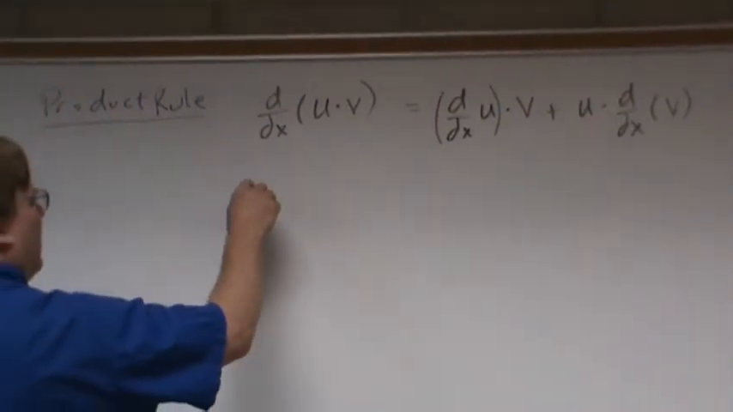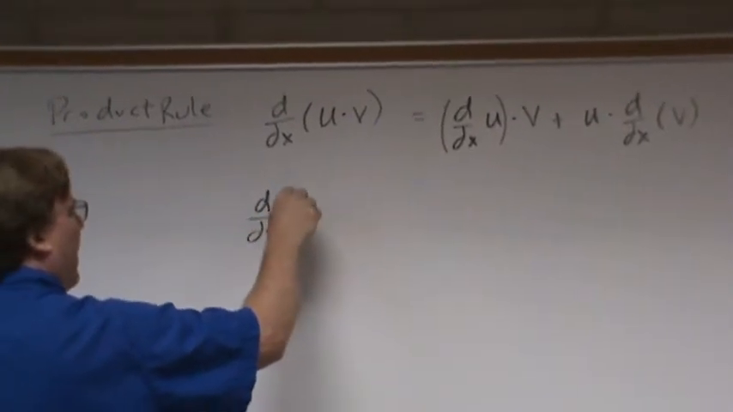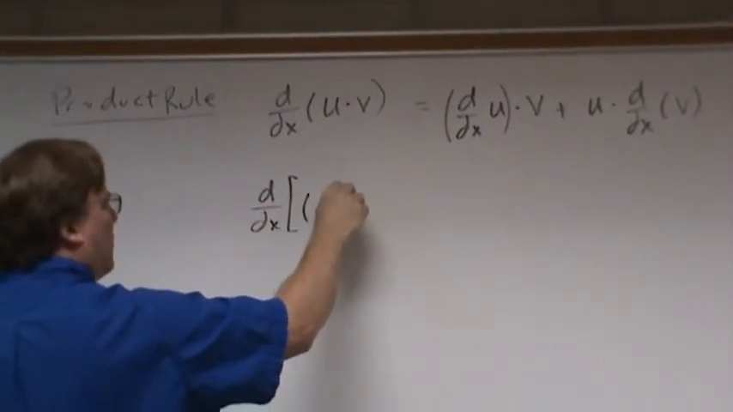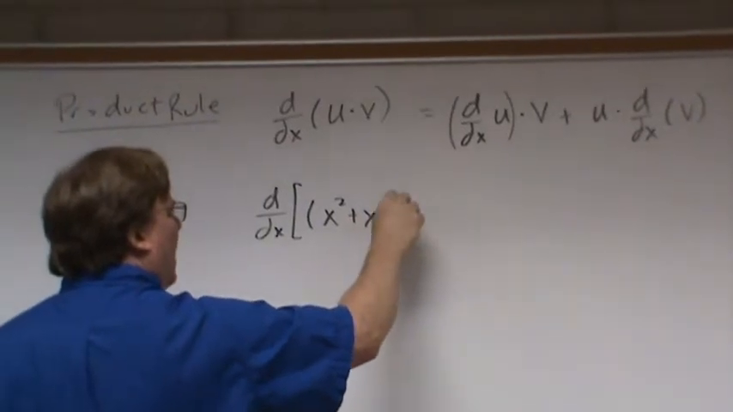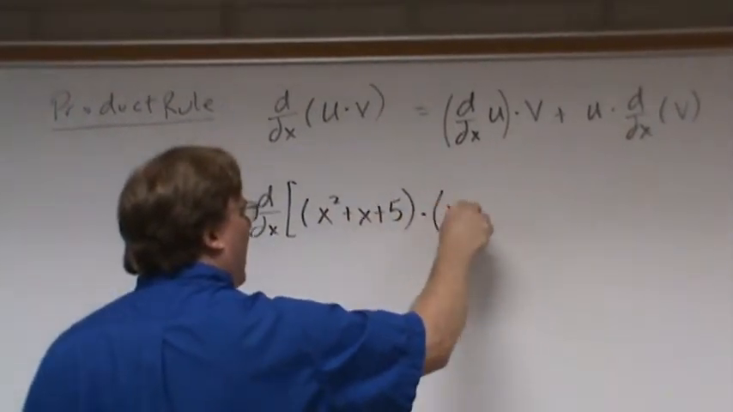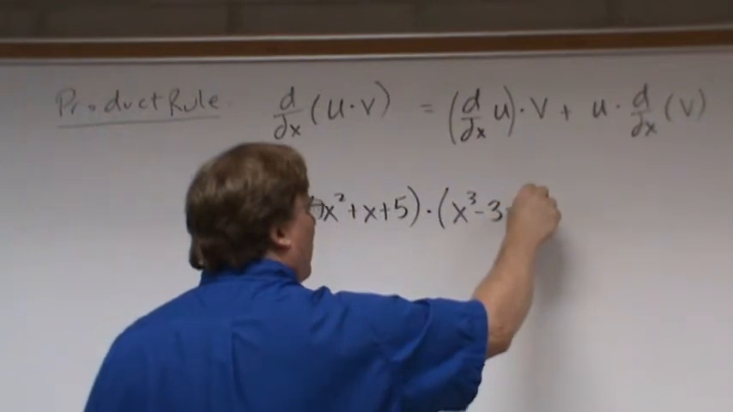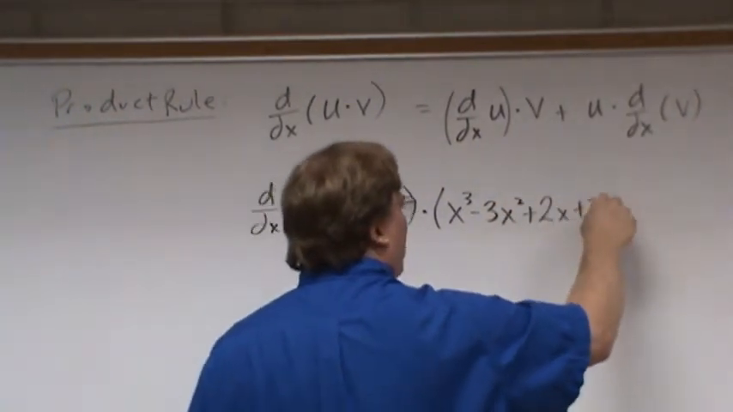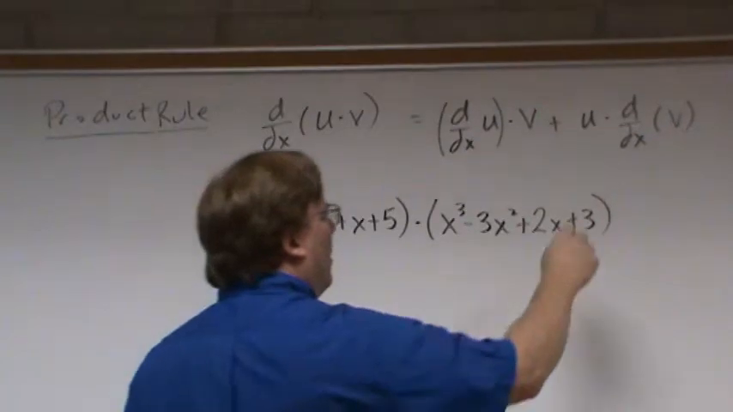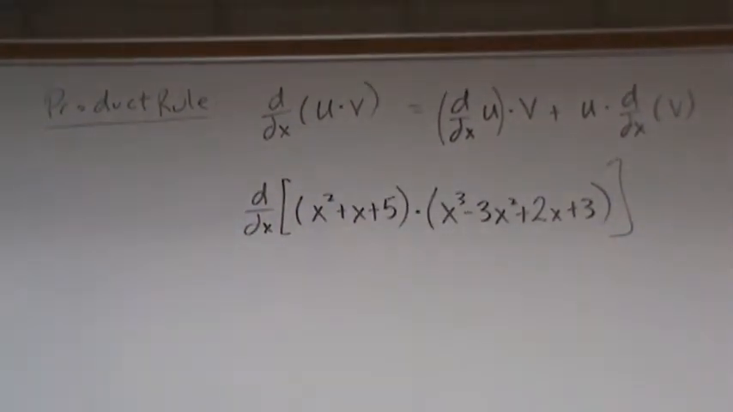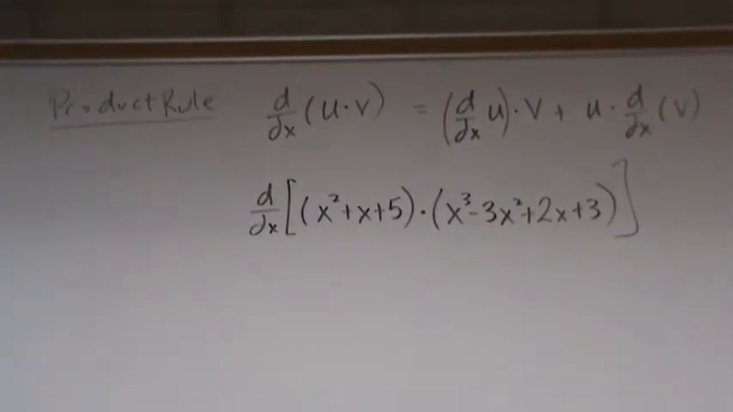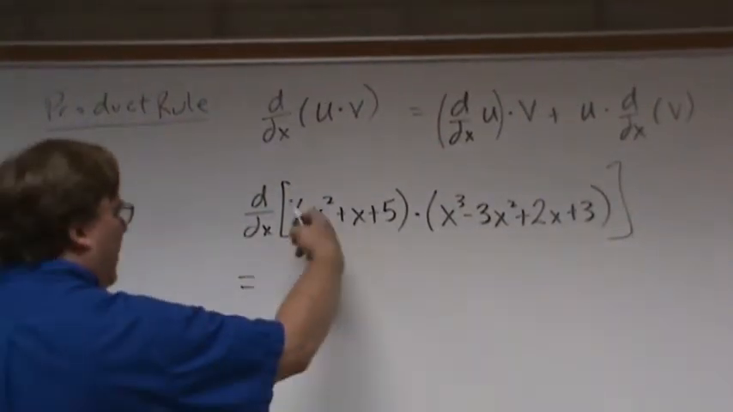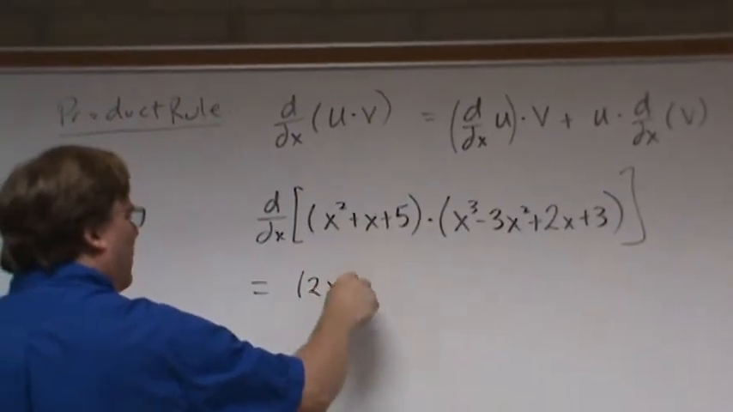Let me give you an example. Let's say I wanted the derivative with respect to x of x squared plus x plus 5 times x to the third minus 3x squared plus 2x plus 3, okay? I want the derivative of that product. Well, I don't want to do FOIL, that's a lot of hassle. I'd rather do the product rule. And so this is going to be the derivative of the first guy, 2x plus 1.